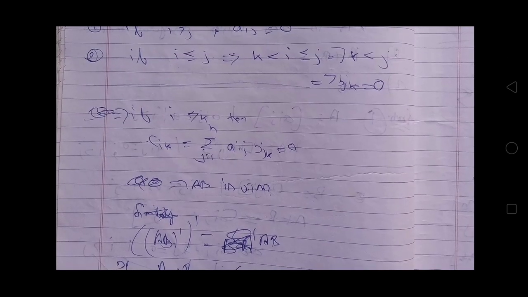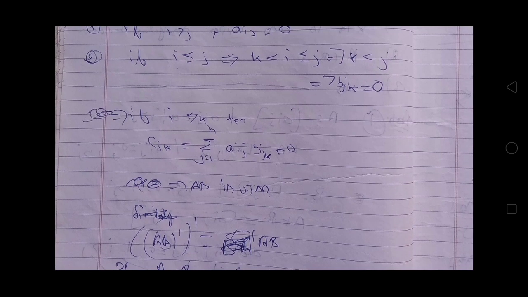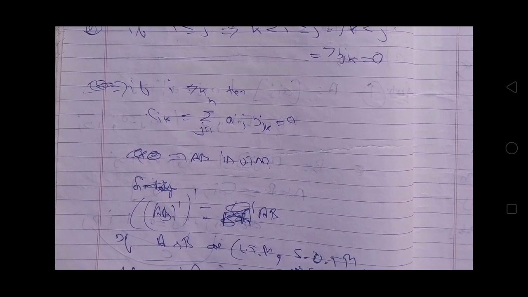So from both the cases we get to know that if i is greater than k, then the ik-th element of C, Cik, will become equal to 0. Which implies that AB is also an upper triangular matrix. So product of two upper triangular matrices is also an upper triangular matrix.